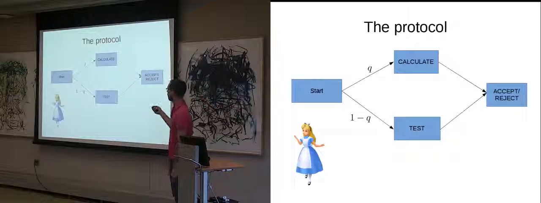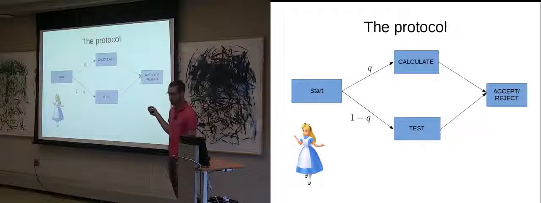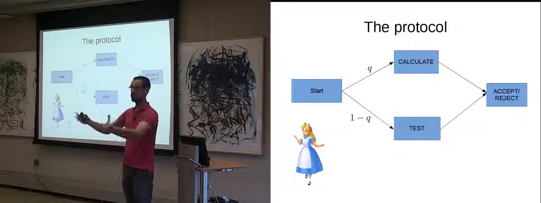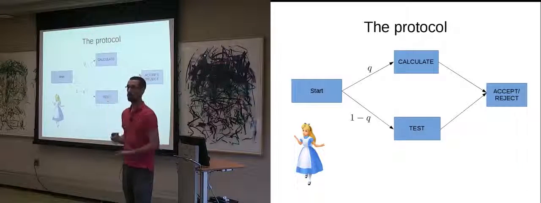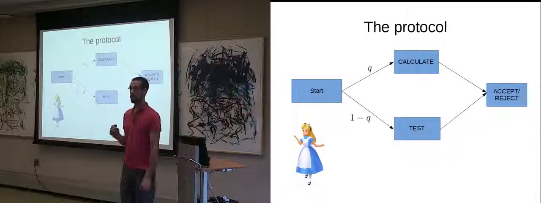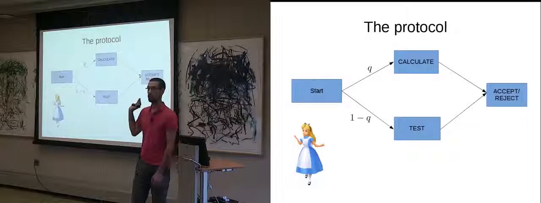She's going to decide, okay, this time I flip my random coin. This time I'm going to calculate. And so she asks the provers to calculate. She does this through some interaction with the provers. They do the calculation together, and if the calculation says the input is in the language, great, she accepts. If she chooses to go down this path, she completely trusts the provers.